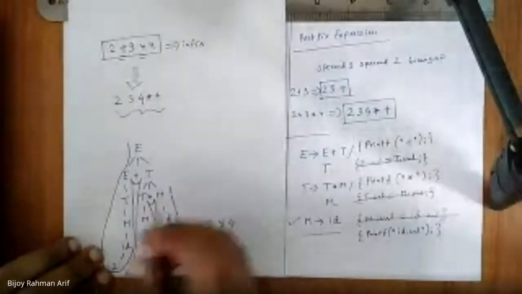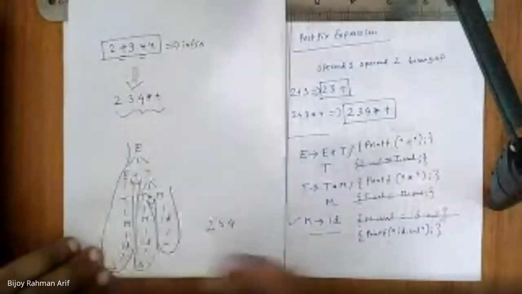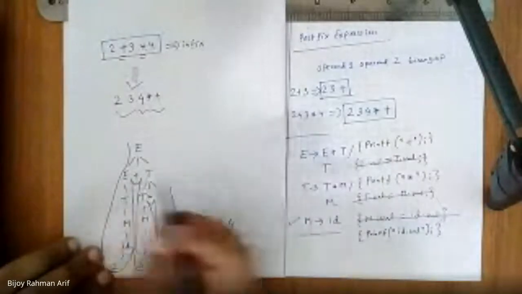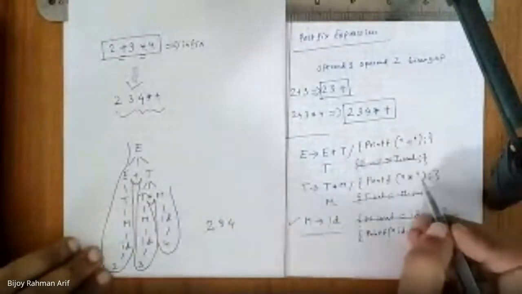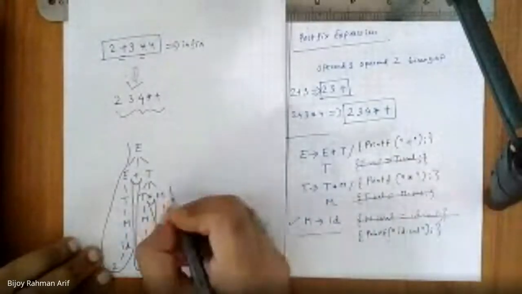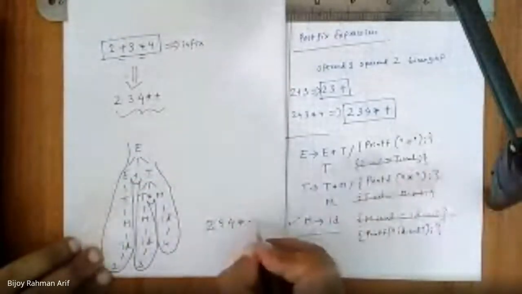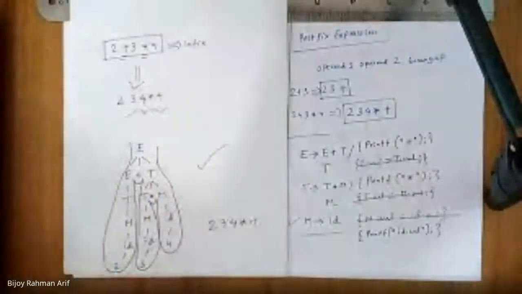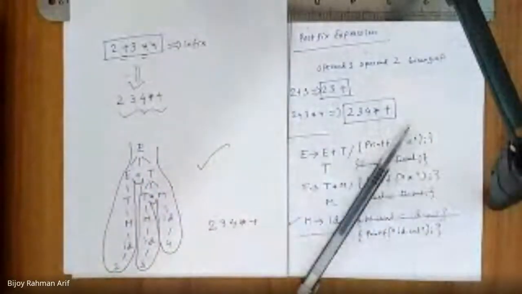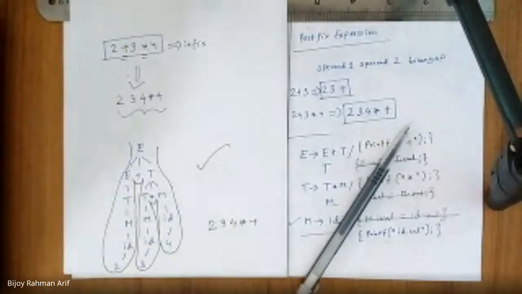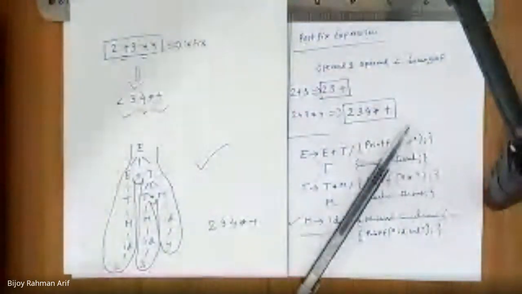Finally, it is a reduction. T star M reduced to T. What is the action? Star. And finally, it is a reduction. E plus T reduced to E. What is the action? Plus. So that's it. So this is the correct answer. Did you get it? Yes, no? Did you get it or not?